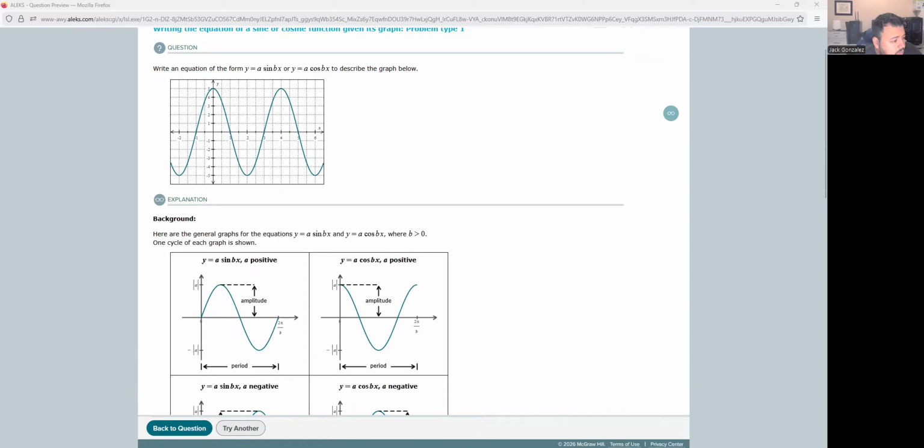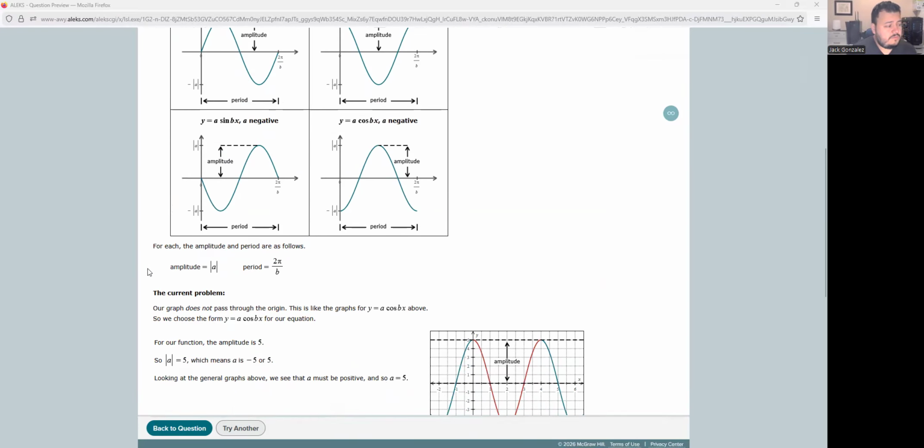So we know it's going to be 5 cosine of bx. That's an ugly 5, it's like an S. So now I need to solve for b. And it's not negative 5 because it's not flipped over. So positive 5. A is positive. A is the amplitude determined by how high it goes and how low it goes. And then we need to solve for b.